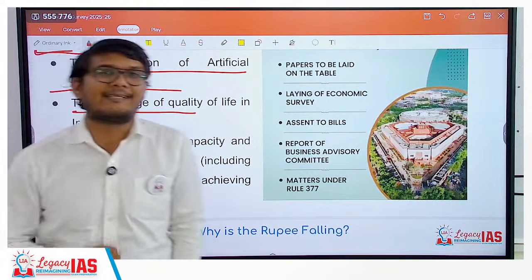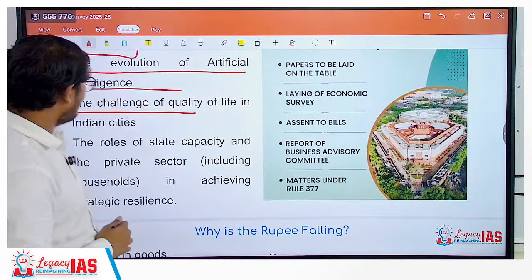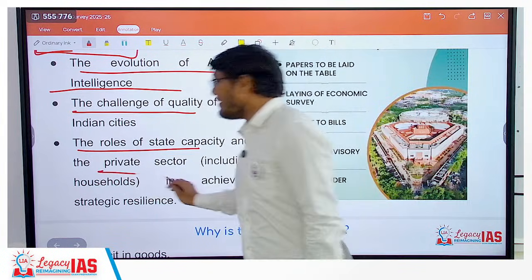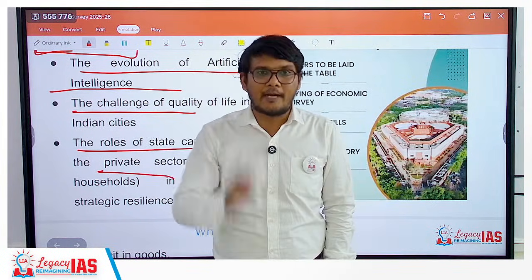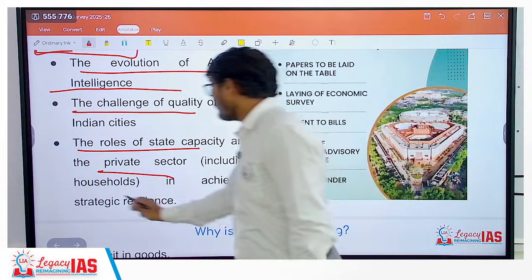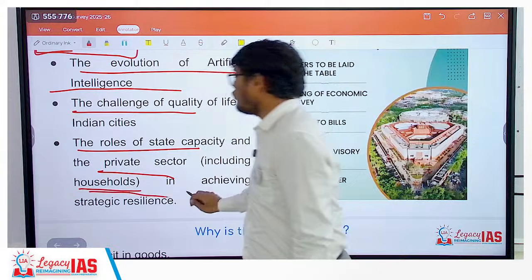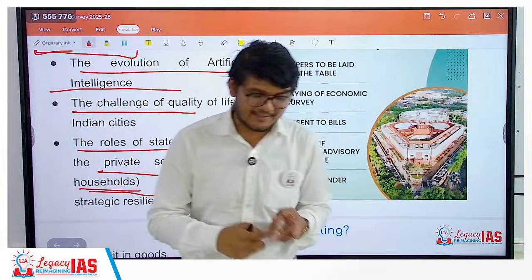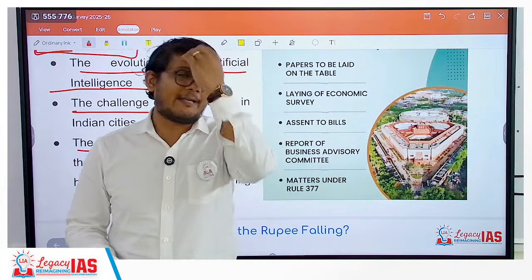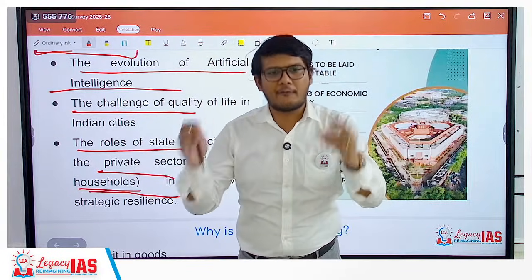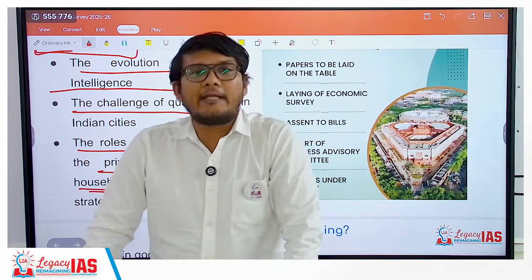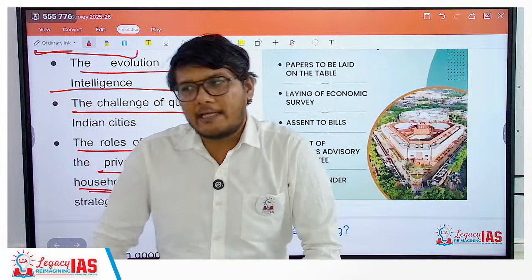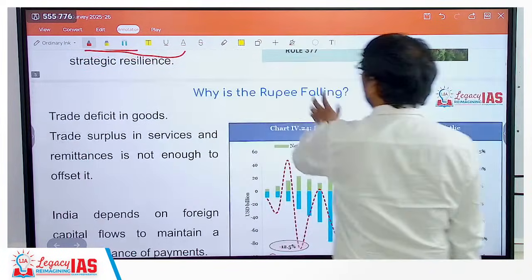Importance has been given to urbanization and the life of people in the urban area. And the third is the role of the state capacity, the private sector, and not just the state and the private sector, but each individual household as well. So they have included even the household over here. What role does the government play? What role does or should the private sector play? And what role should the household play? So it is an inclusive effort of everyone involved in India to ensure that India becomes Viksit Bharat, that means developed India by 2047, right?